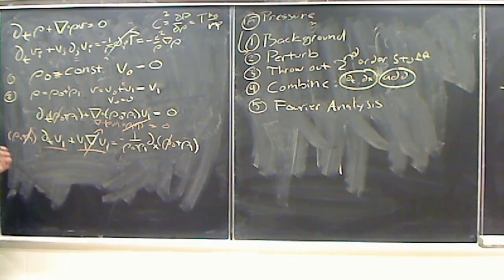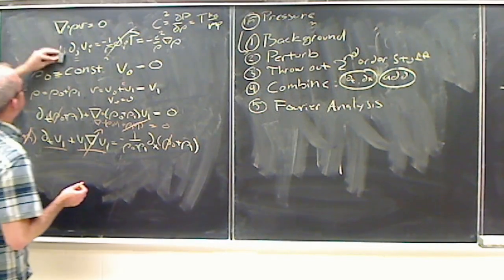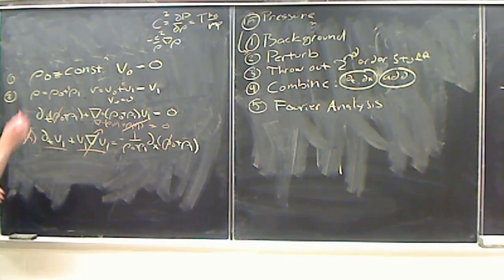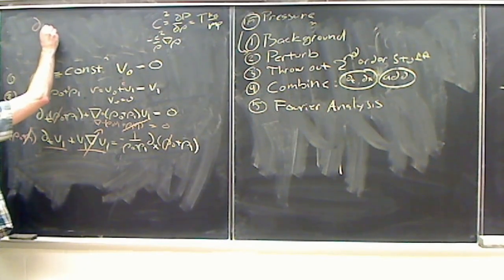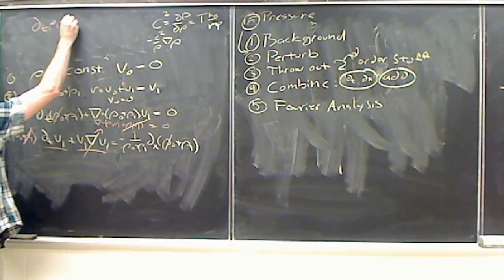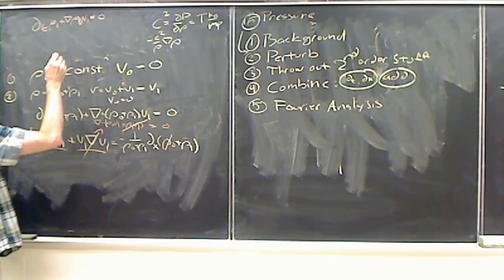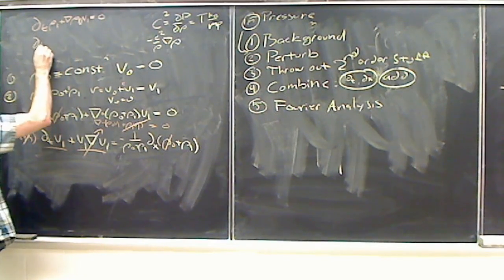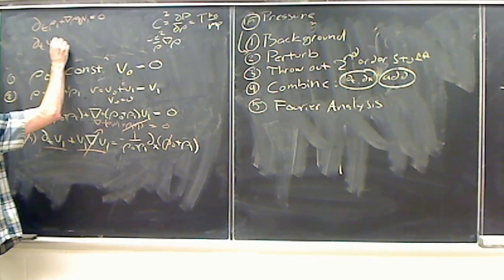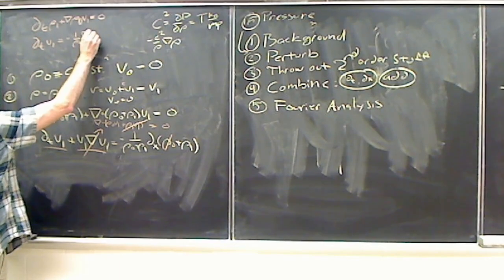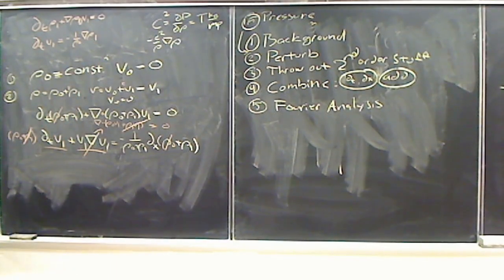So our linearized equations don't look a whole lot different. Here, I'm going to erase these and write up the linear equations. We got d by dt of rho 1 plus div of rho naught v1 equals 0. And d by dt of v1 equals minus 1 over rho naught grad rho 1. Oh, what did I miss?